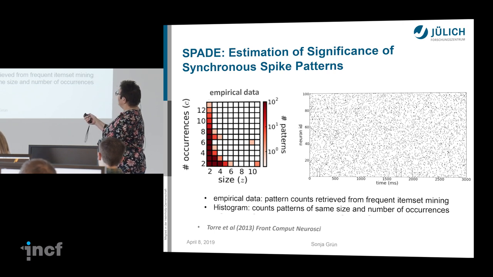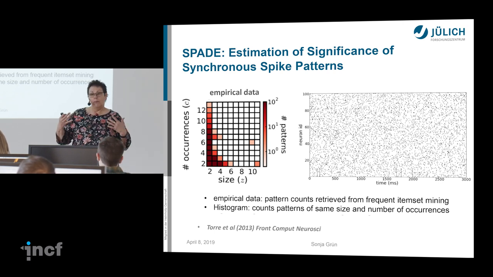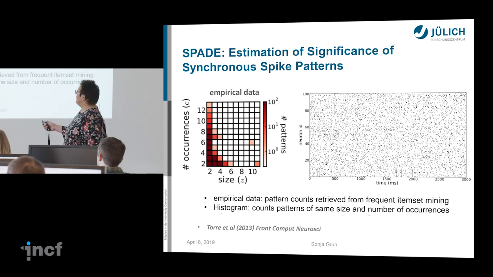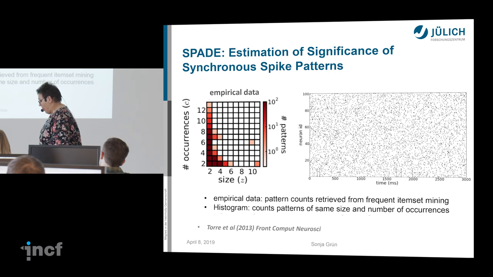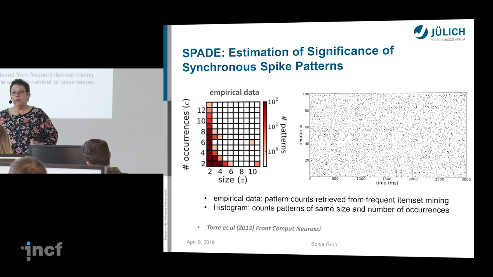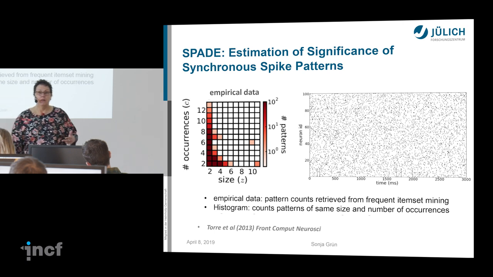we do the following. From such a data set, again a simulated data set with 100 neurons and 20 neurons being synchronized, we apply the frequent item set mining and get a list of a lot of counts. This we enter now in this particular histogram. It's a bit difficult to explain. We categorize each of the patterns we found by their size, formerly we called it complexity, the number of spikes involved in a pattern, and their number of occurrences. So you may have a pattern of neuron 1, 2, 3 occurring 5 times.